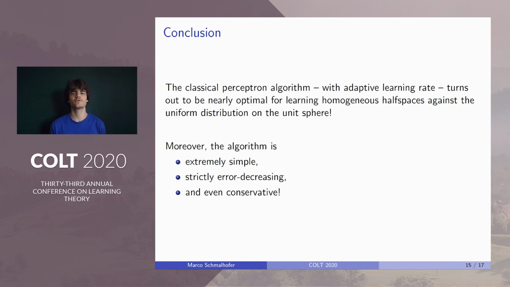So to conclude, we have found a very simple algorithm, which is perceptron supplemented with an adaptive learning rate. And it turns out that this algorithm is nearly optimal for learning homogeneous half spaces against the uniform distribution on the unit sphere. Interestingly, the algorithm has extremely nice properties. It's simple, it's strictly error decreasing, and it's even conservative, which means that it updates its hypothesis only for counterexamples. Thank you.